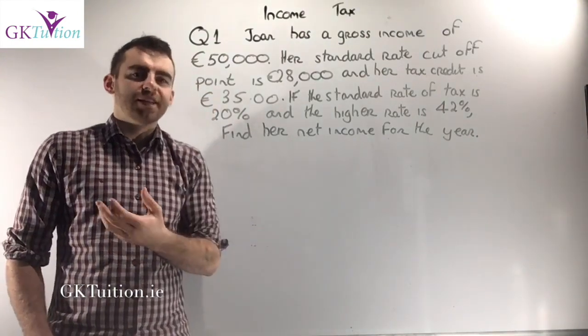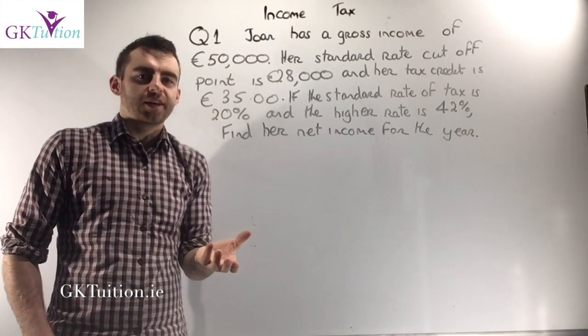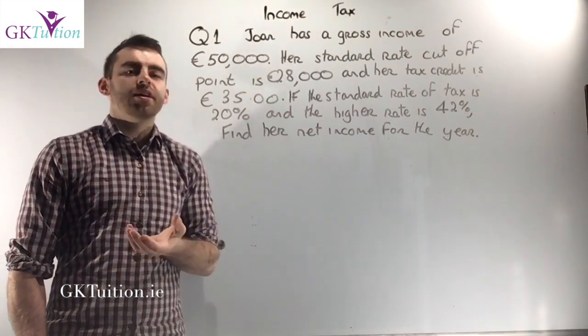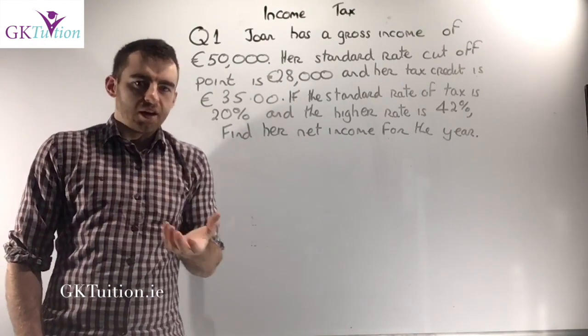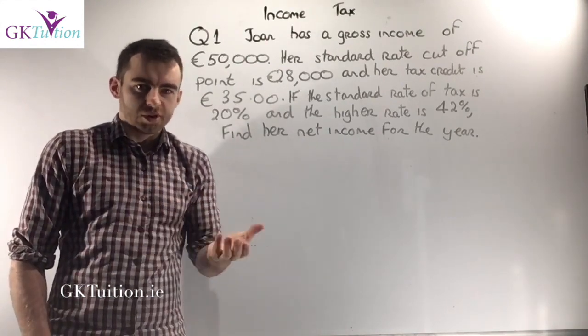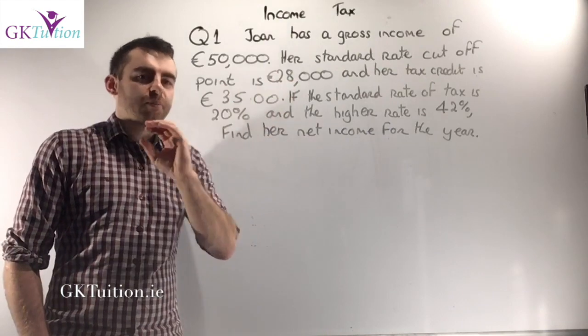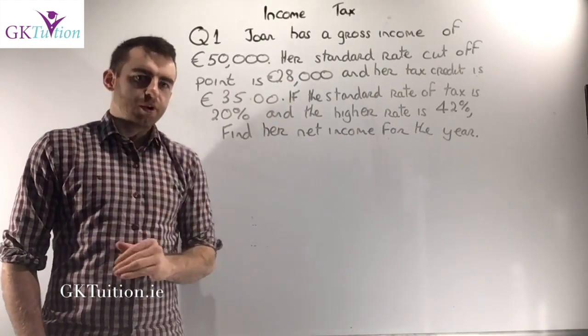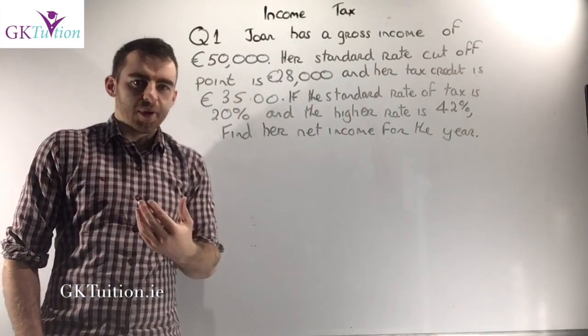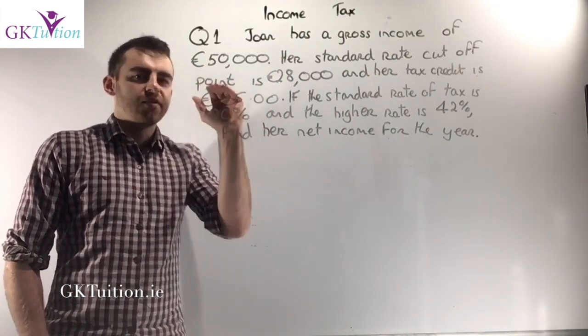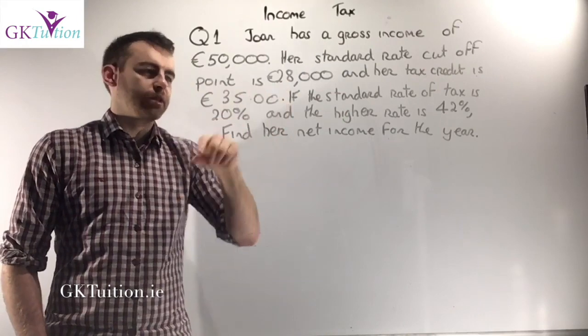This makes perfect sense if you think about it in terms of a society. If there was a person living in Ireland earning only €20,000 a year, it's not a lot of money, so they might struggle to survive. So they have to pay lower rates of tax. Whereas if there was someone earning €150,000 a year, they're going to have to pay a much higher rate of tax on everything that they earn above this point.